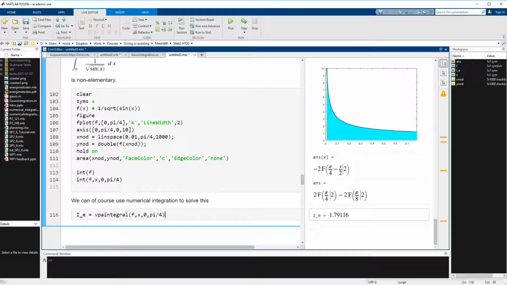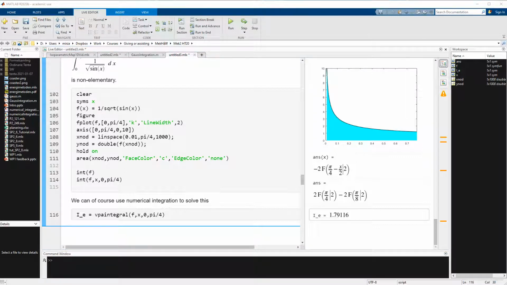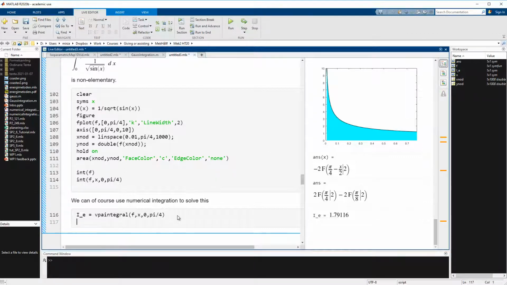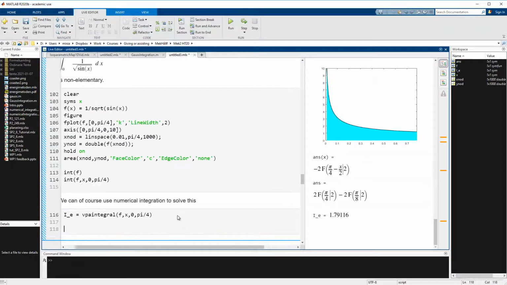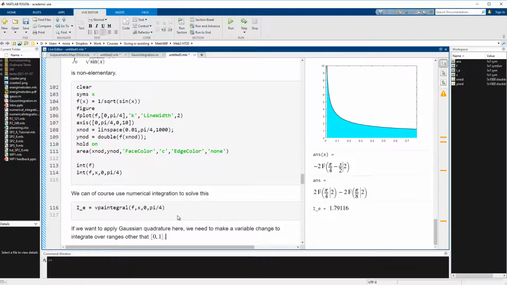Perfect. All right. Now try doing this with the trapezoidal rule and see what happens. You can do that as an exercise if you're inclined. Let's see what happens. I'm not going to give you any spoilers. If you want to apply Gaussian quadrature here, you've seen that we're using the range 0 to 1, and this is not 0 to 1, this is 0 to pi over 4. So we need to convert everything to 0 to 1.